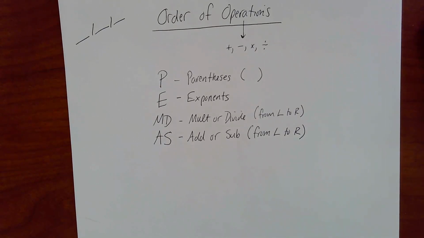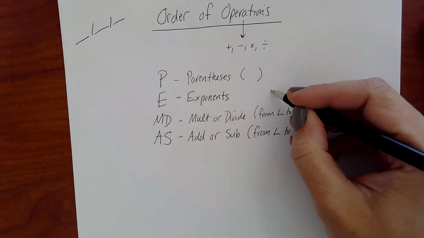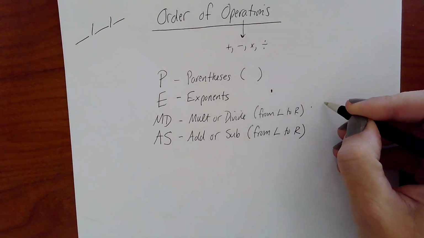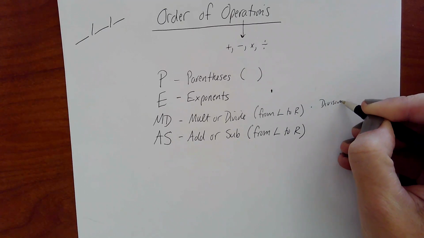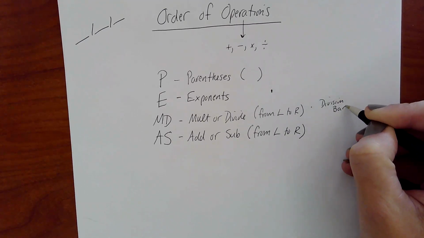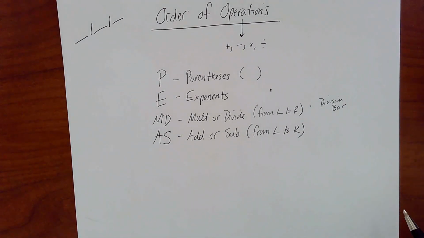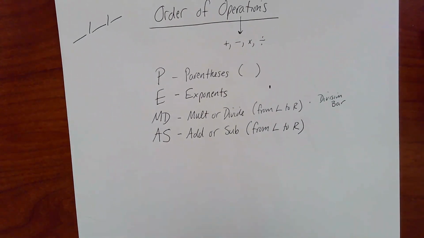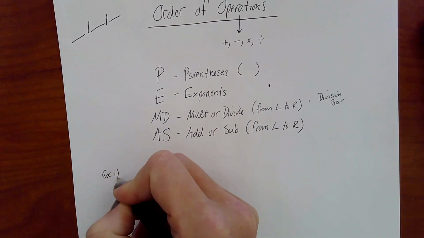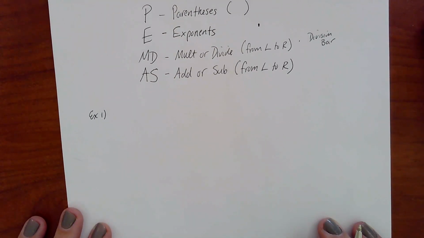Now, some of this may seem like review, but we're going to talk about a few specific examples here. We're going to talk about exponents, and we're going to talk about something called the division bar, which kind of combines parentheses and division. So you'll see. Let's skip down to some examples.